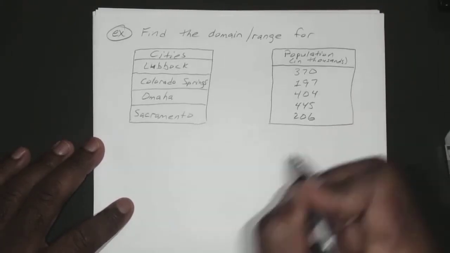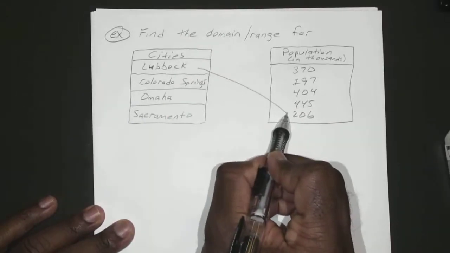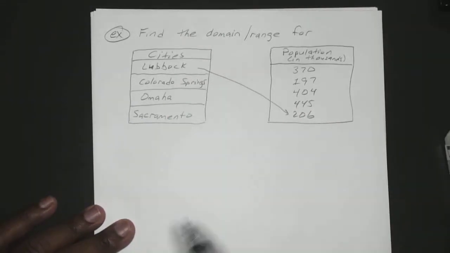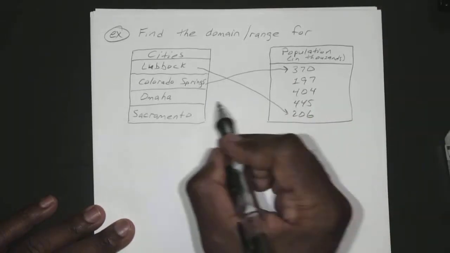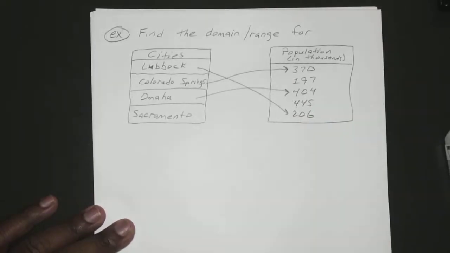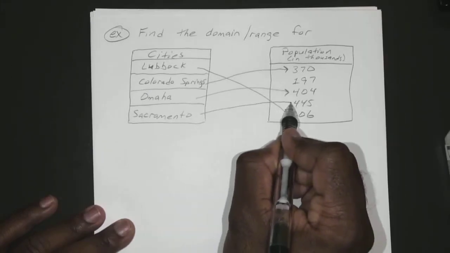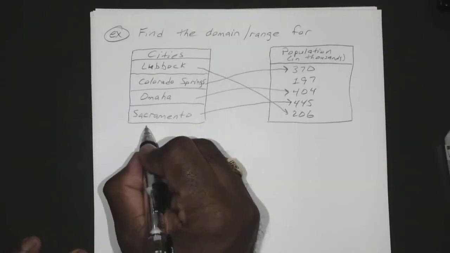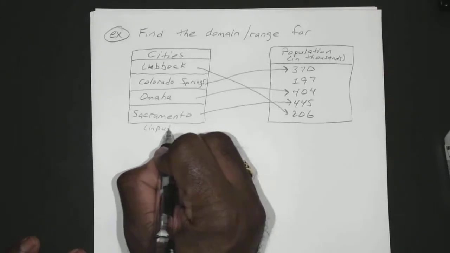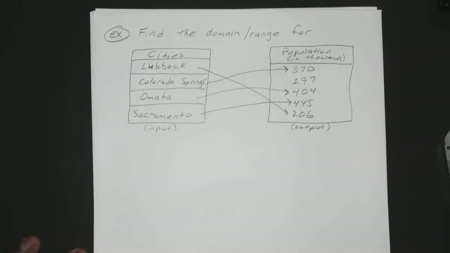We have 206. Okay, so what if Lubbock went to 206? Colorado Springs went to 370. Omaha went to 404. And Sacramento went to 445. Okay, so this would be your input. And this would be your output.